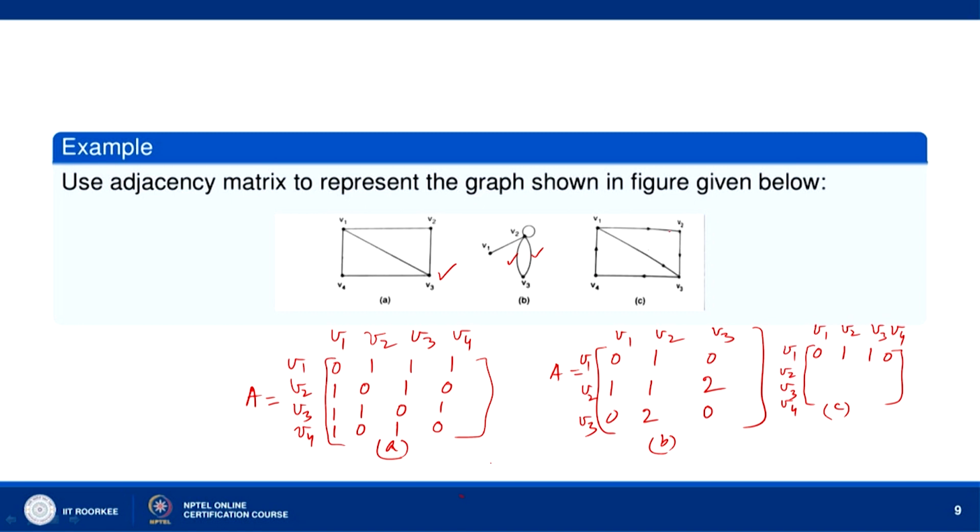v2 to v1 is 0, and then v2 to v3 is also 0. v2 to v2 is 0 because at v2 there is no self loop. v2 to v3 is 1, and v2 to v4 is 0. Then v3 to v1 is 0, and v3 to v2 is 0. v3 to v3 is 0. v3 to v4 is 1, because we have this direction. And then v4 to v1 is equal to 1.